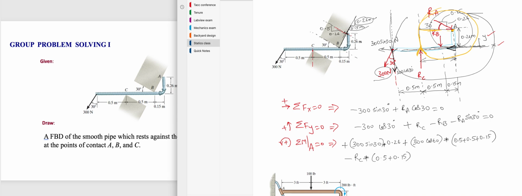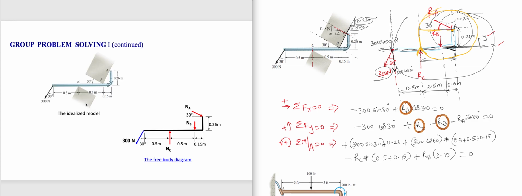And then we are left with RB. RB times the distance between the line of action of RB and A, which is 0.15, going counterclockwise, is equal to 0. Now we have three equations and three unknowns. What are the three unknowns? The three unknowns are RA, RC, RB, and we have three equations. So can we solve the problem? Yes, we can solve the problem.